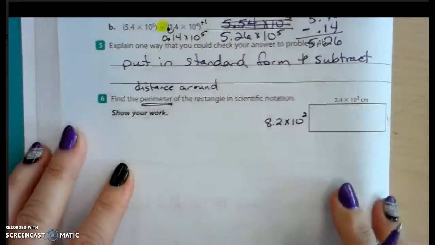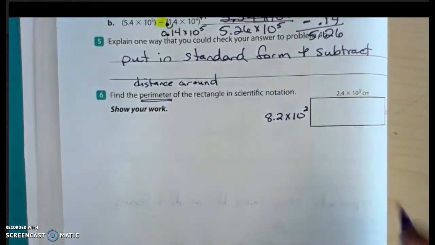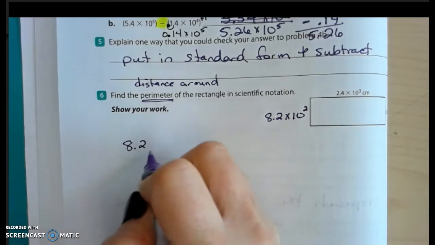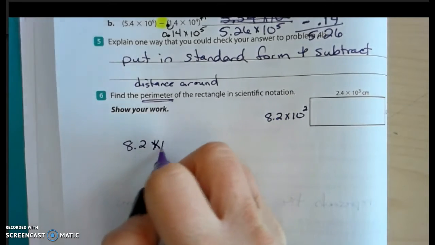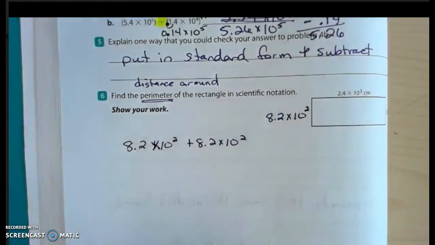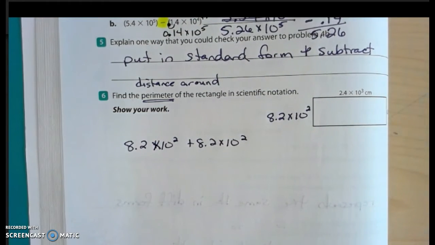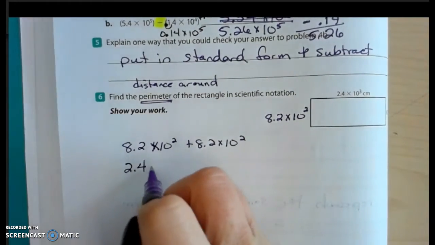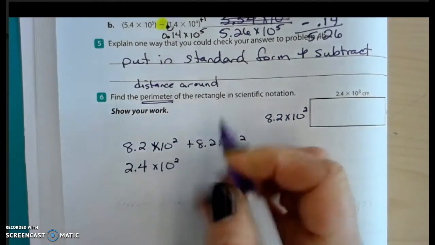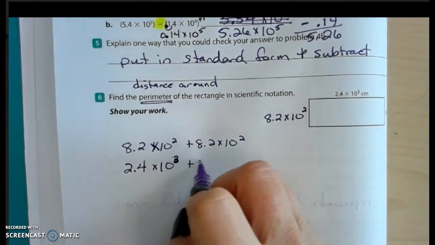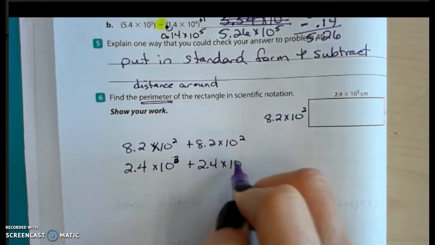8.2 times 10 squared. Now, perimeter, I'm going to add the 2 short sides, 8.2 times 10 squared plus 8.2 times 10 squared. Okay, that's my 2 short sides. I also have to add my 2 long sides, 2.4 times 10 to the 3rd, sorry, plus 2.4 times 10 to the 3rd.